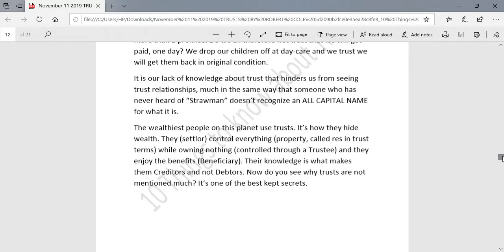The wealthiest people on the planet use trust. It is how they hide wealth. They, the settlor, control everything. They put property in trust terms while owning nothing, give control to a trustee, and they enjoy the benefits as beneficiary. Their knowledge is what makes them creditors and not debtors. Now, do you see why trusts are not mentioned much? It's one of the best kept secrets.